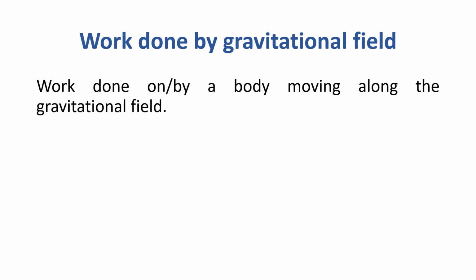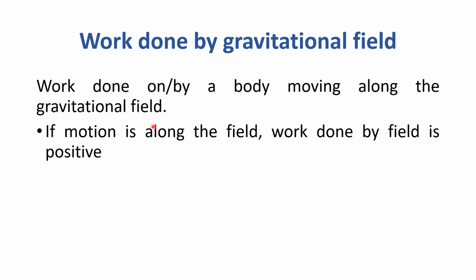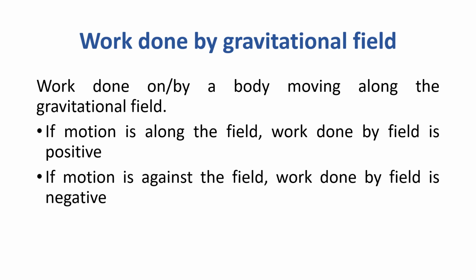Now the work done by gravitational field. Gravitational field के अंदर हम दो analogies use करते हैं. First is that if the body is moving along the field, the work done by the field is positive, and if motion is against the field, so the work done by the field is negative.